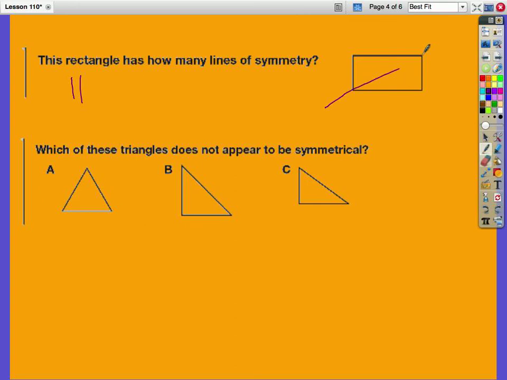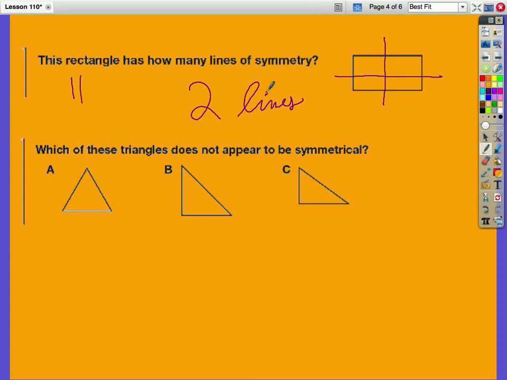Some people might say, well, what if we split it diagonally? Well, if I fold that over, is that going to line up perfectly together? No. Even though these two parts are the same exact size, when we fold it over that line, they have to line up perfectly. And since they don't, that's not a line of symmetry. If you think about it, there are no other ways besides going here and here that we can split that rectangle up. So, how many lines of symmetry do we have? 2 lines.